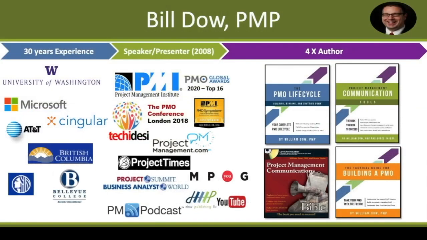My name is Bill Dow. I have 30 plus years of hands-on experience. I'm currently the director of the PMO of the University of Washington. I was at Microsoft for 14 years, ran 8 PMOs there, ran a PMO at AT&T and Singular. Worked in the government of British Columbia for 8 years. I'm an instructor at Bellevue College in the local Seattle area. So super passionate about these topics and lots of experience.